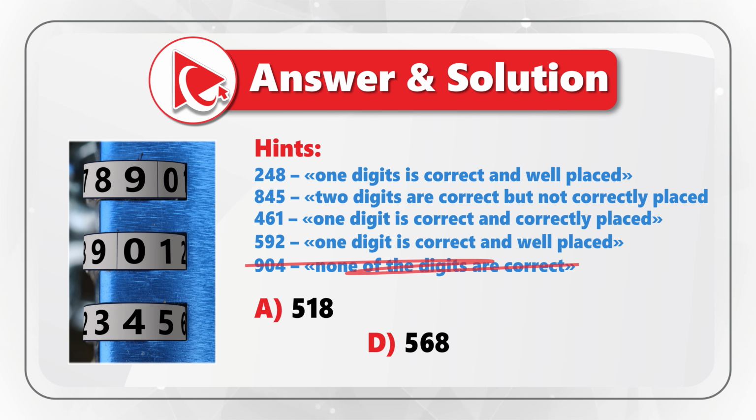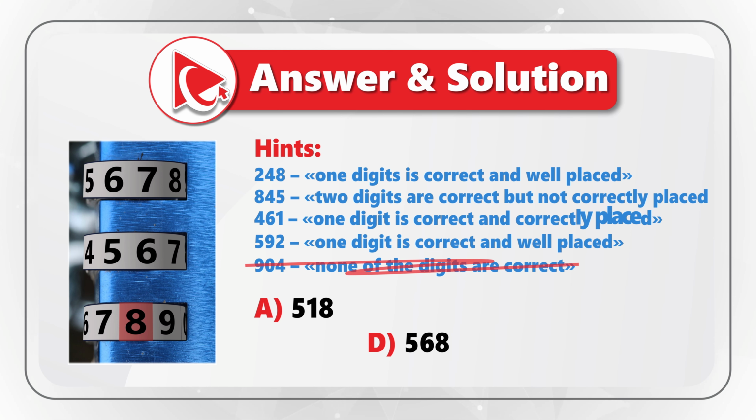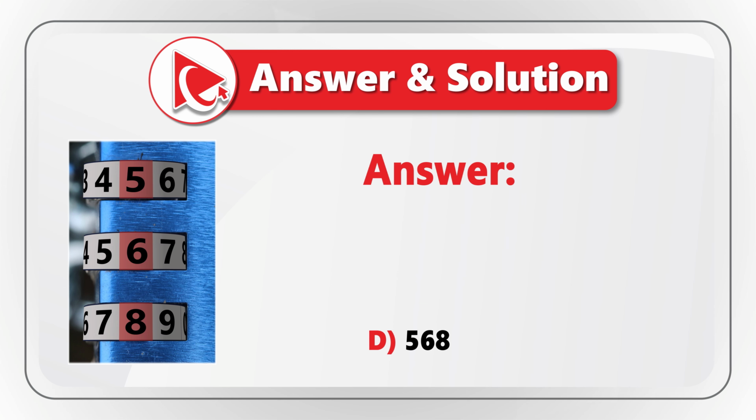If we look through the remaining 4 hints, we learn that in hint 1, where digits are 248, only 1 digit is correctly placed, which is digit 8. In hint 2, 2 digits are correct, but they're not correctly placed, and they're digits 8 and 5. In hint 3, only 1 digit, 6, is correct, and it is correctly placed. And last but not least, in hint 4, digit 5 is correct, and it is well placed. Based on this, the correct answer here is choice D, 568.